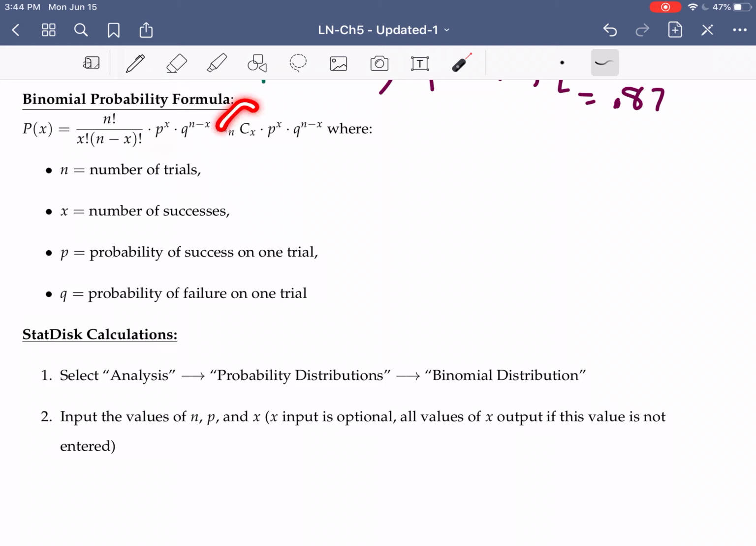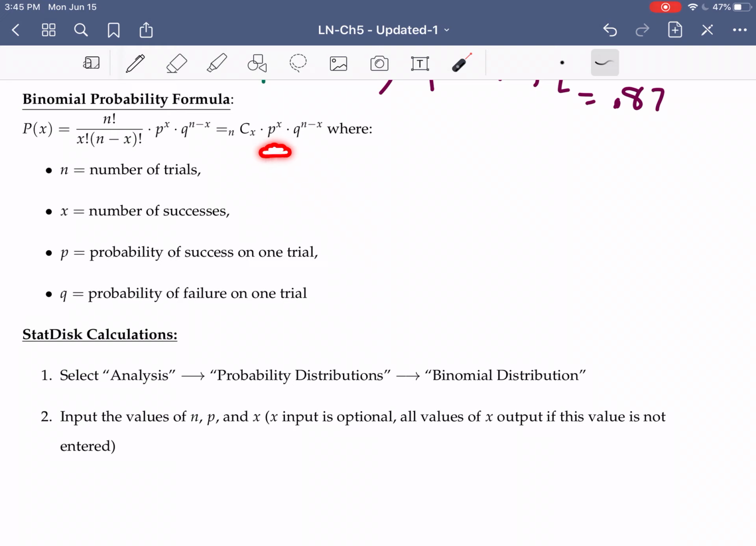The factorial stuff, this part right here, we can describe as n choose x, or how many ways can we select x items, so x successes, out of n trials if we don't care about the order in which we place those successes. So we want to know how many different ways could we choose 8 successes, and that's what this part counts.